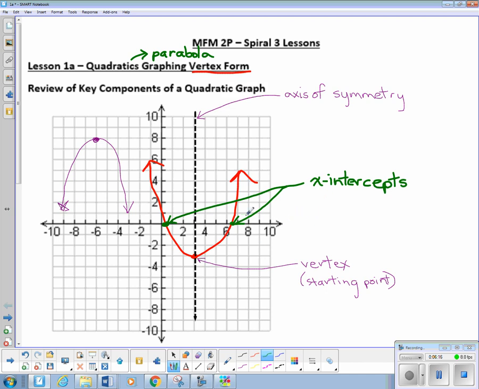Okay, so we have our vertex, axis of symmetry, we have our x-intercepts, and in most cases too, we're going to have a y-intercept. And again, that depends on what we can see on the graph. Sometimes we can't see the y-intercept. Most cases we can, however, it's a little bit different than the x-intercepts. So this is called the y-intercept.